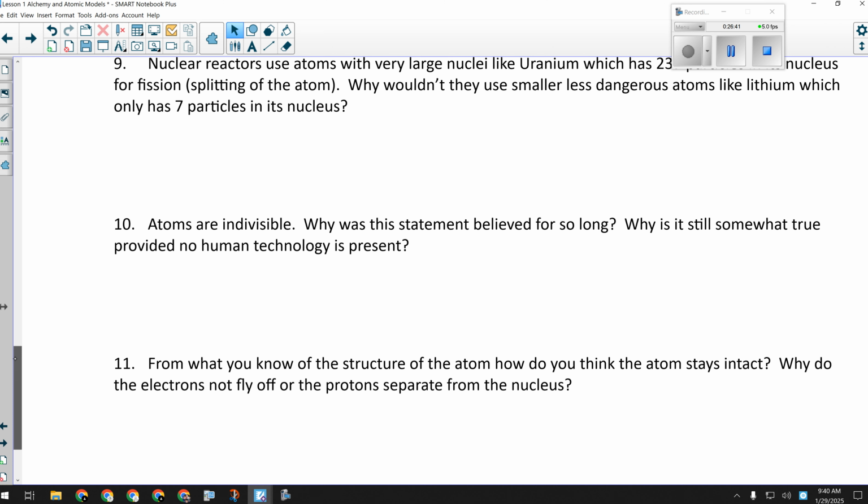It is still somewhat true because atoms don't generally split on their own. Certain atoms break down, those would be our radioactive elements. They do break down and release neutrons, but generally speaking, they don't just split and release a whole bunch of energy. They might be radioactive, they might release some radiation, some energy, but most things do not.